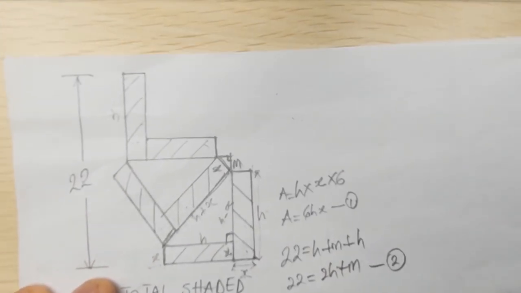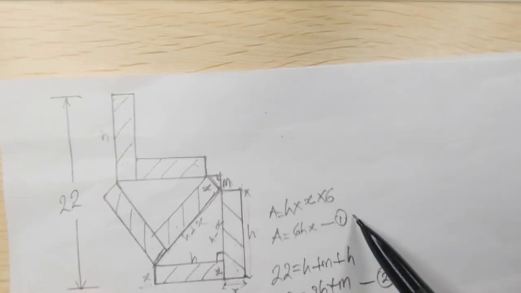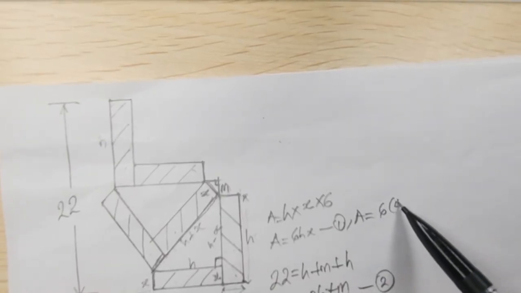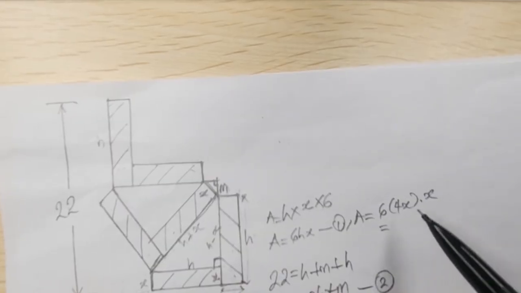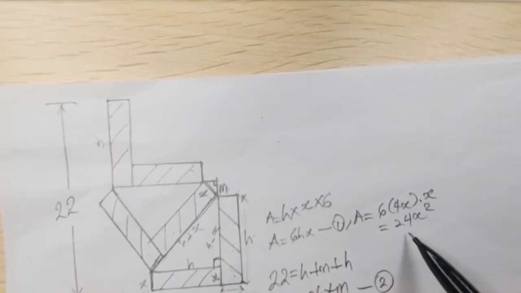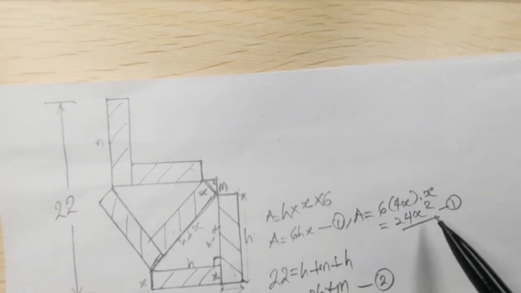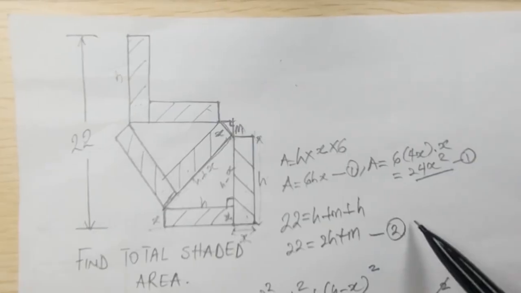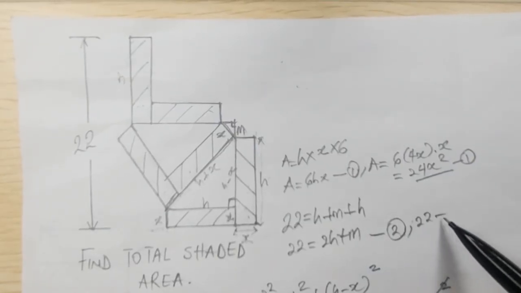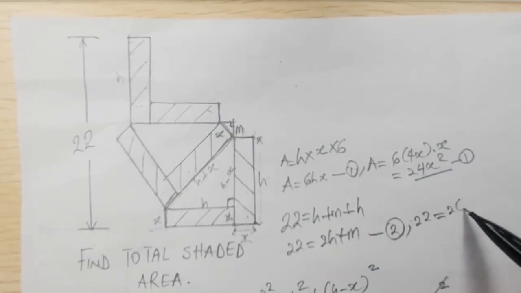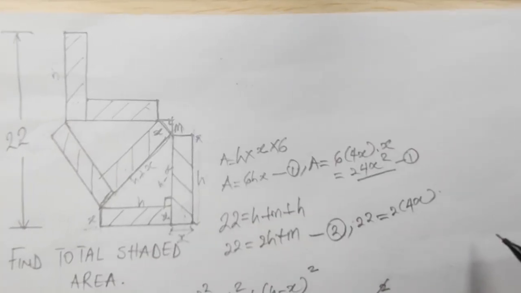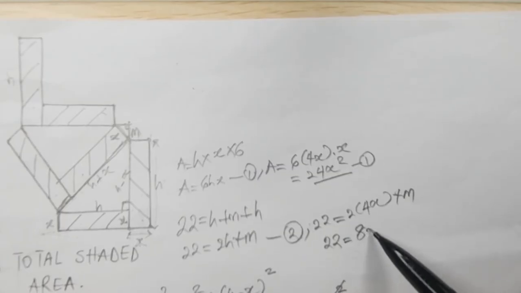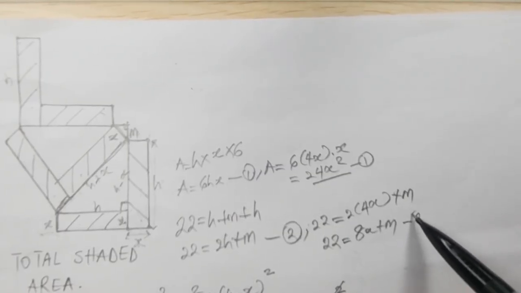So if h is equal to 4x, our equation 1 becomes what? 6 into 4x times x, which is what? 24x squared. So we've just rewritten our equation 1. We could also rewrite equation 2 to become 22 equals 2 into 4x plus m. 22 is equal to 8x plus m. Equation 2.